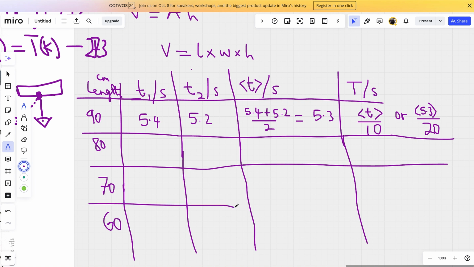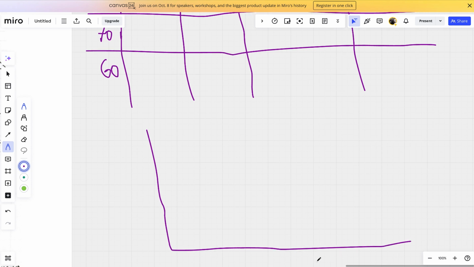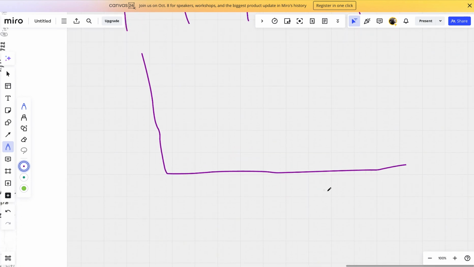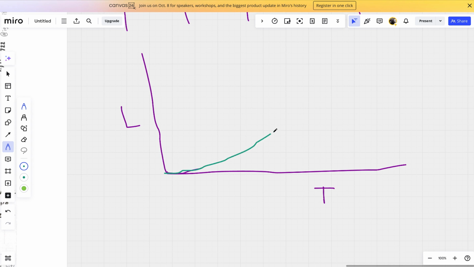You plot the graph of length against the time period. This is the time period, capital T, and this is your length. You will get an exponential graph that probably looks like this. It shows that as the length increases, the time period also increases, but exponentially.